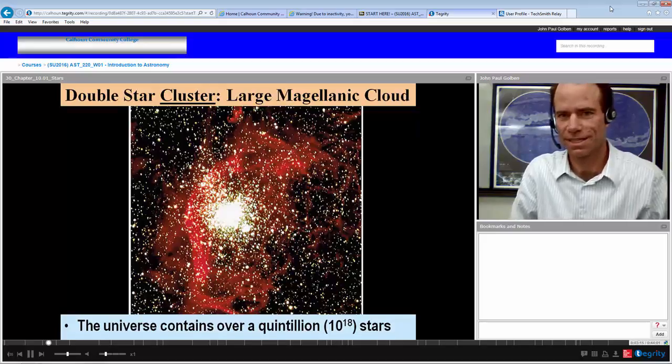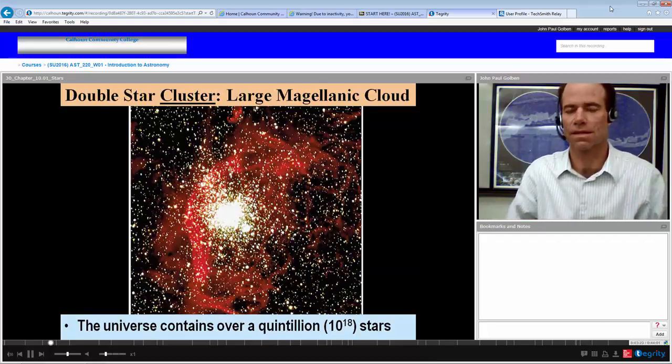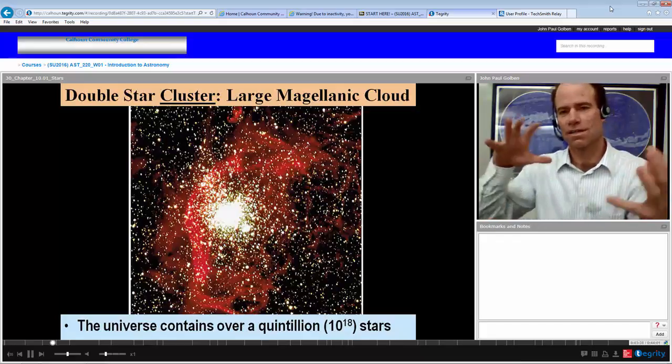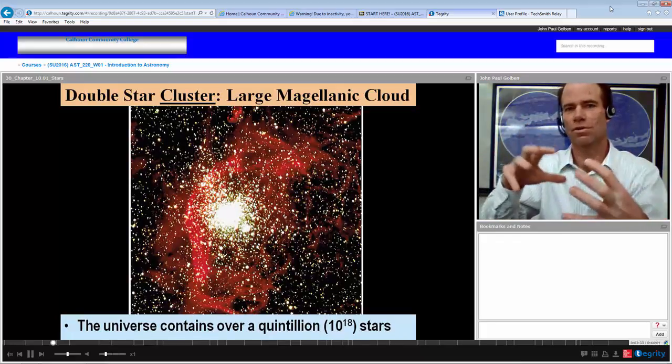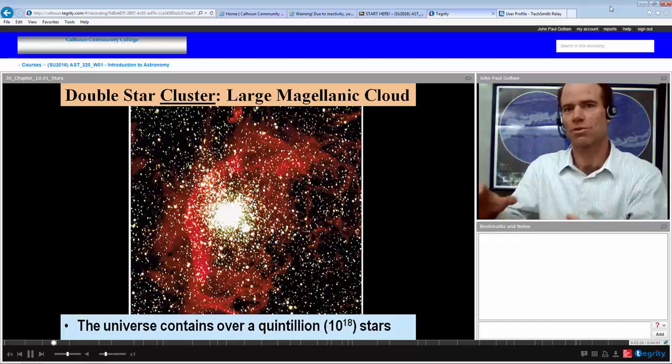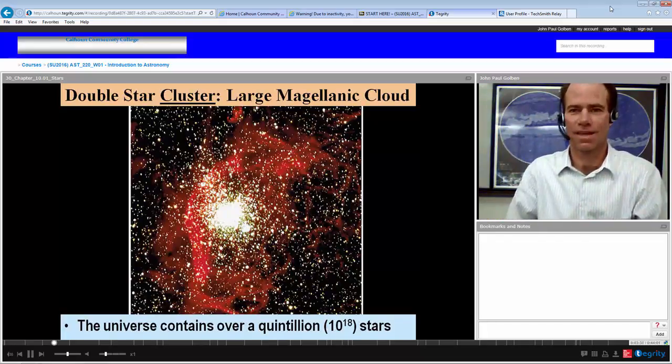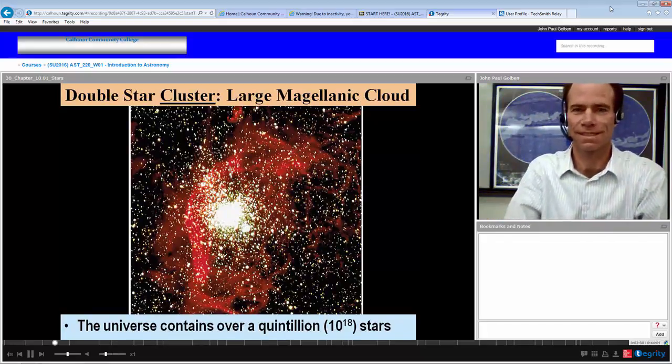A quintillion is 10 to the 18. A million is 10 to the 6. So this would be a million millions of that, or a million billions. No, this would be a billion billions. So if you had a billion stars in one group and took a billion of those groups of stars, then you would have a quintillion.